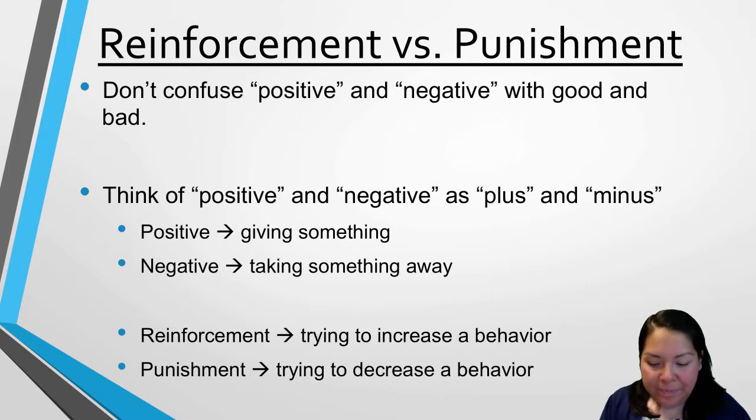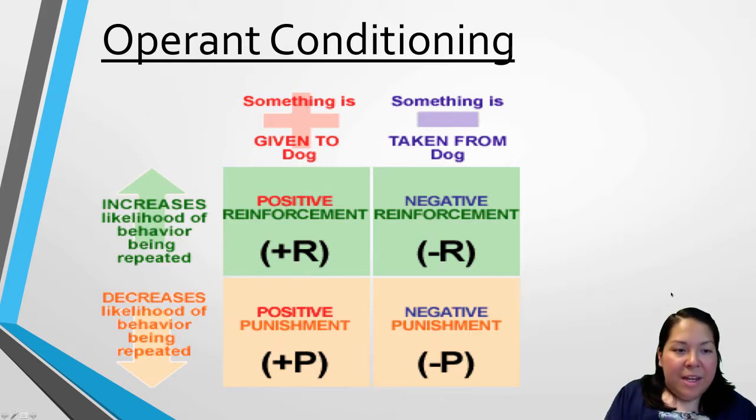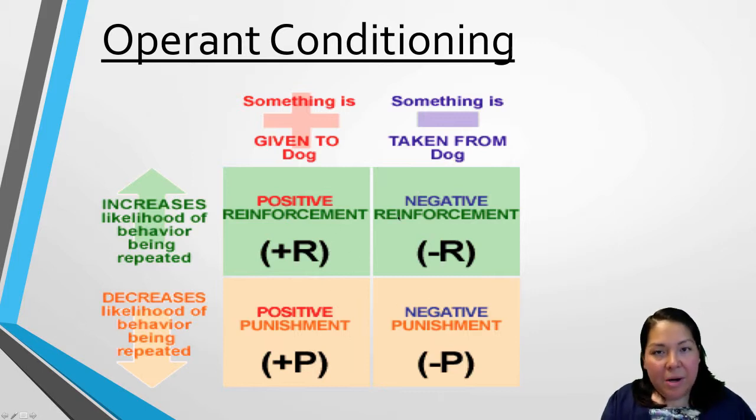Here we have an illustration of those four terms which describe operant conditioning. In the next few slides, we will discuss each one of these four squares in the middle of this illustration. Remember, when describing operant conditioning examples, the answer has two parts: whether it's positive or negative, and whether it's reinforced or punished.